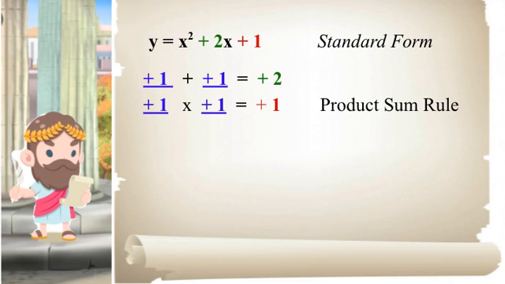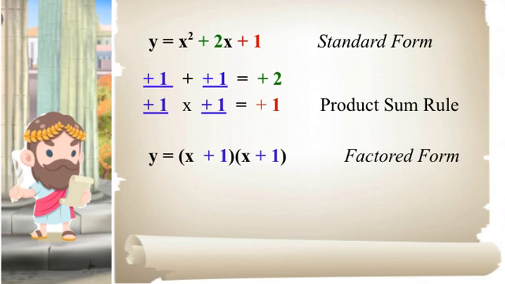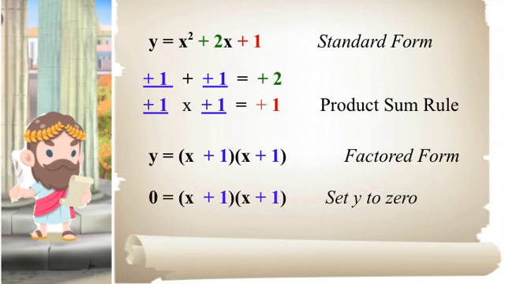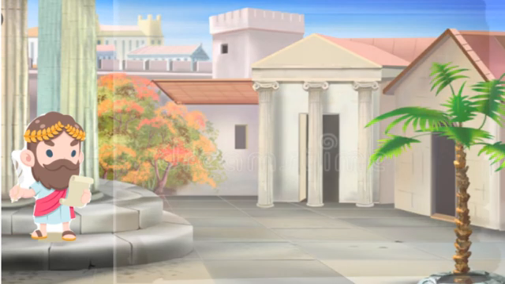Now, we insert these numbers into our factored form format seen here. And remember, factored form reveals the x-intercepts by setting y equal to 0. Can you solve for x? That's right, there is only one x-intercept here. -1. Let's try another problem. Have a look at this problem.